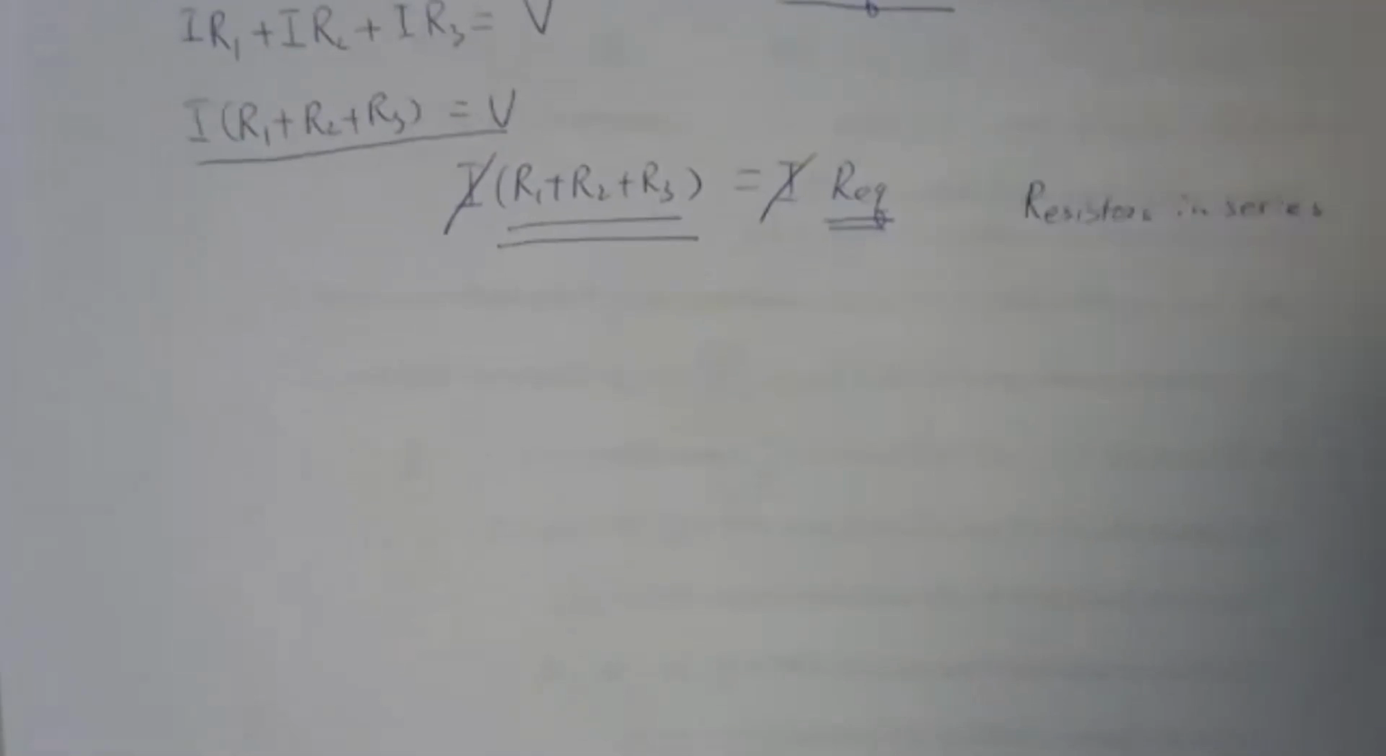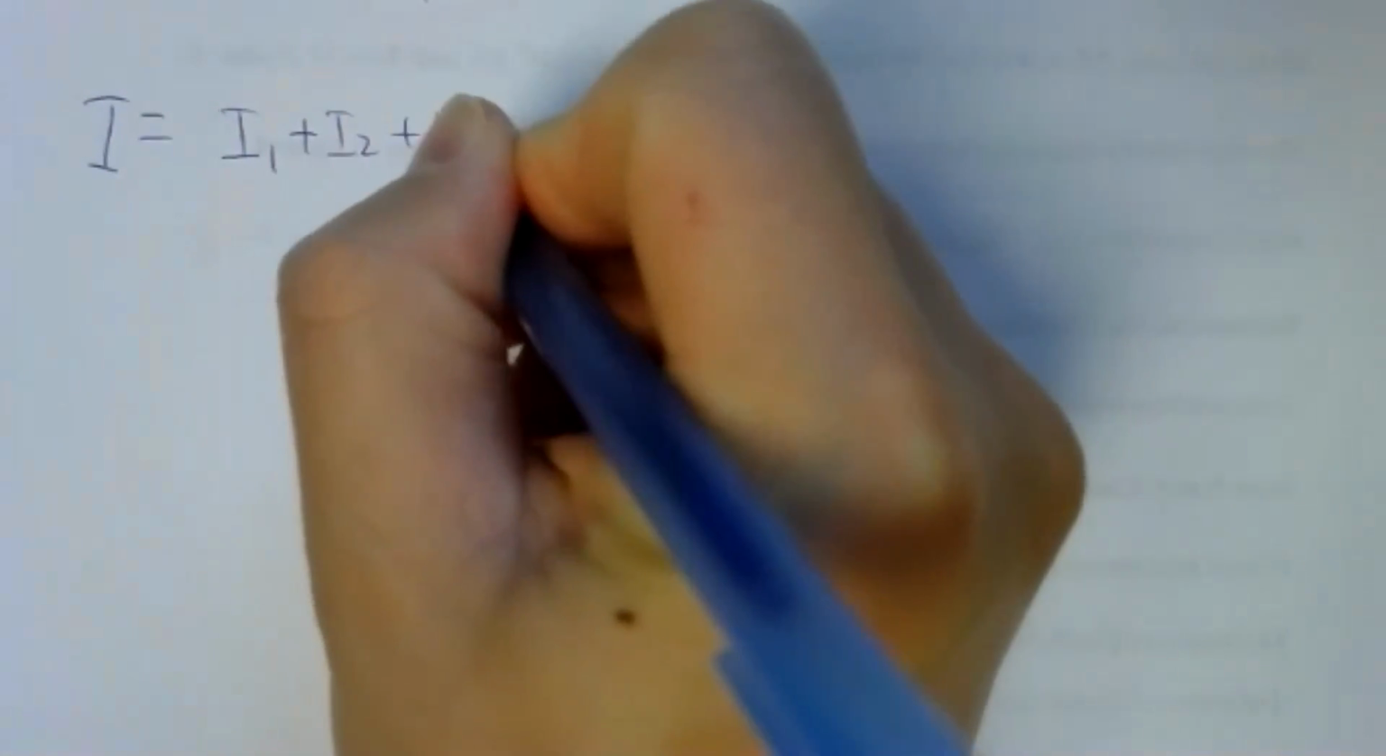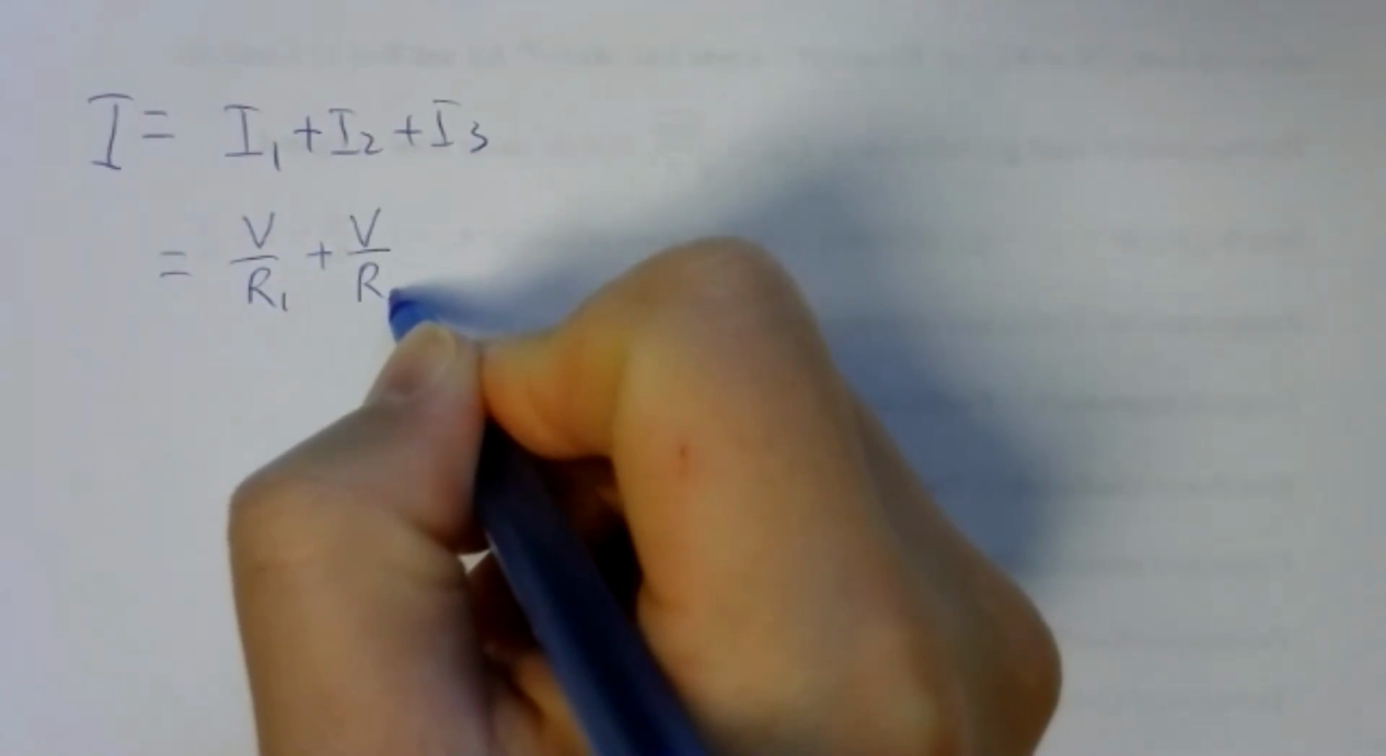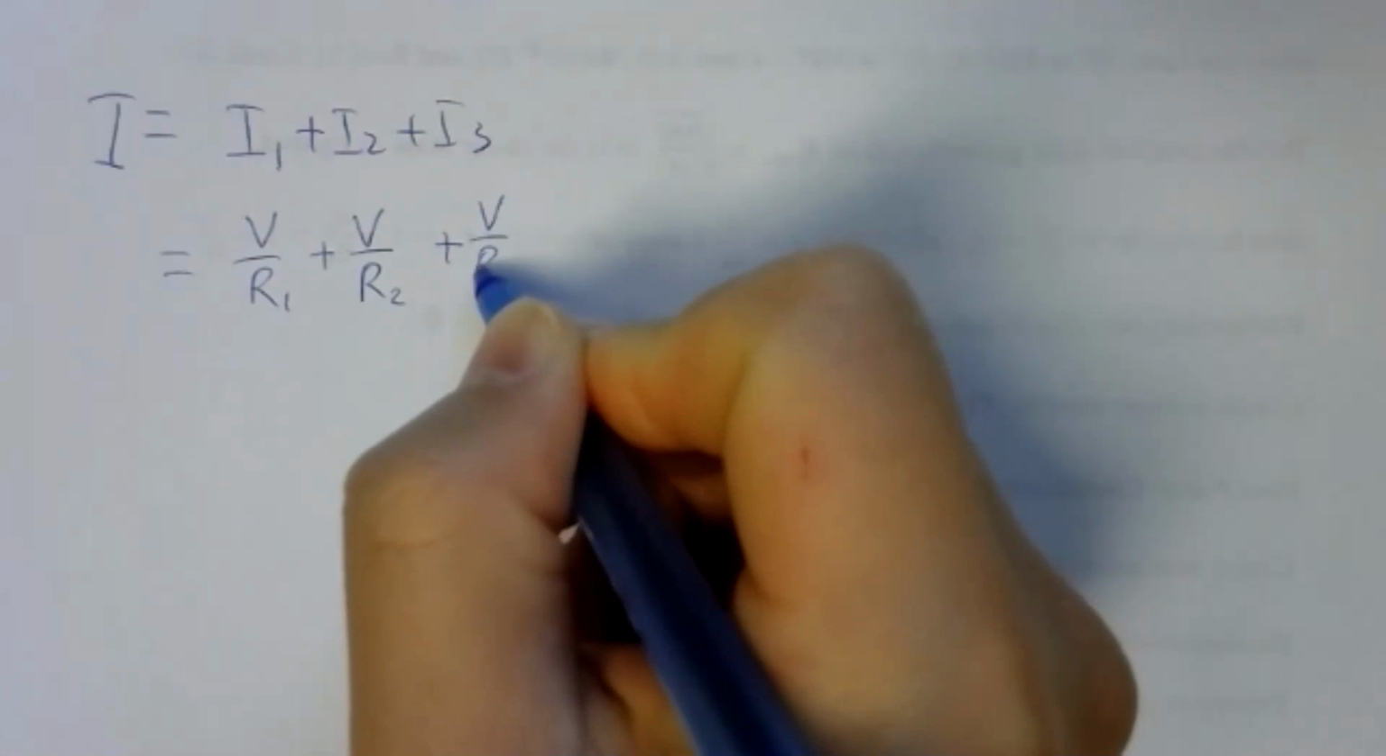You can pull this PowerPoint up on your side along with this. Basically, the total current is equal to I1 plus I2 plus I3. Now, I1 is equal to V over R1, I2 is equal to V over R2, and I3 is V over R3 according to Ohm's law. They share the same V.